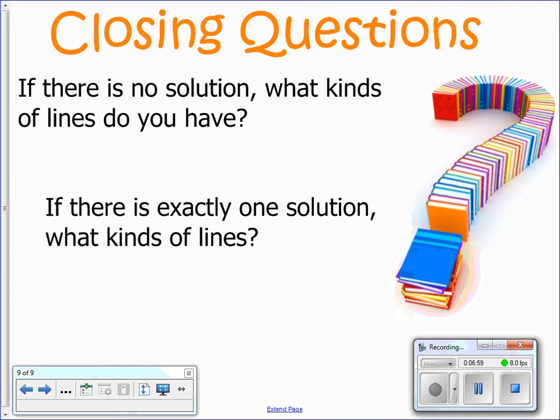If there's no solution, what kind of lines do you have? They're parallel. If there's exactly one solution, what kinds of lines? Intersecting.